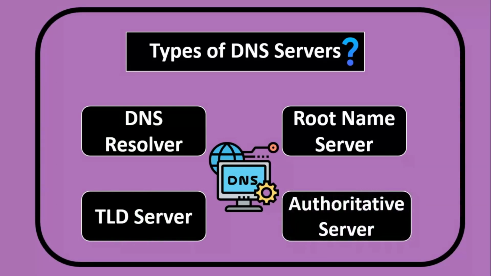The last one is the authoritative server. This is the final type of DNS server. It stores the IP address of the requested website. The TLD server responds with the referral to the authoritative DNS server for the domain. The authoritative DNS server responds with the IP address associated with the requested domain.